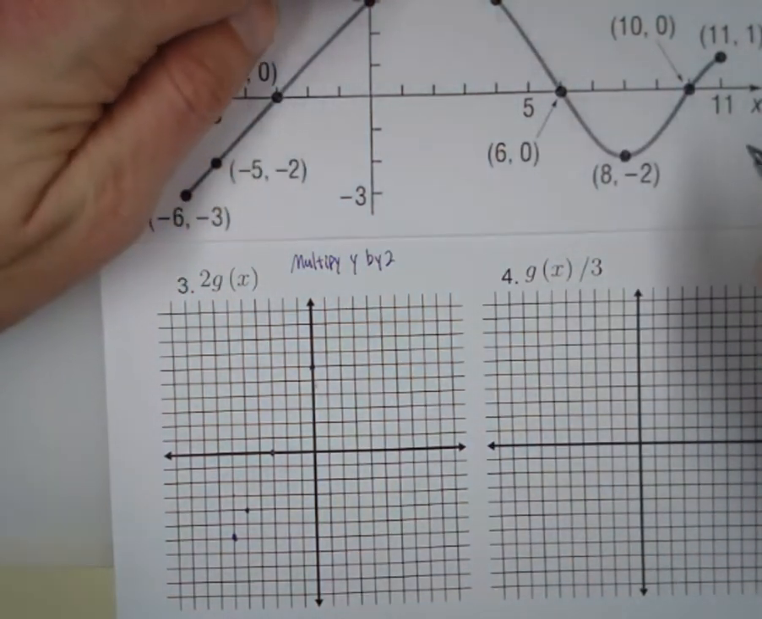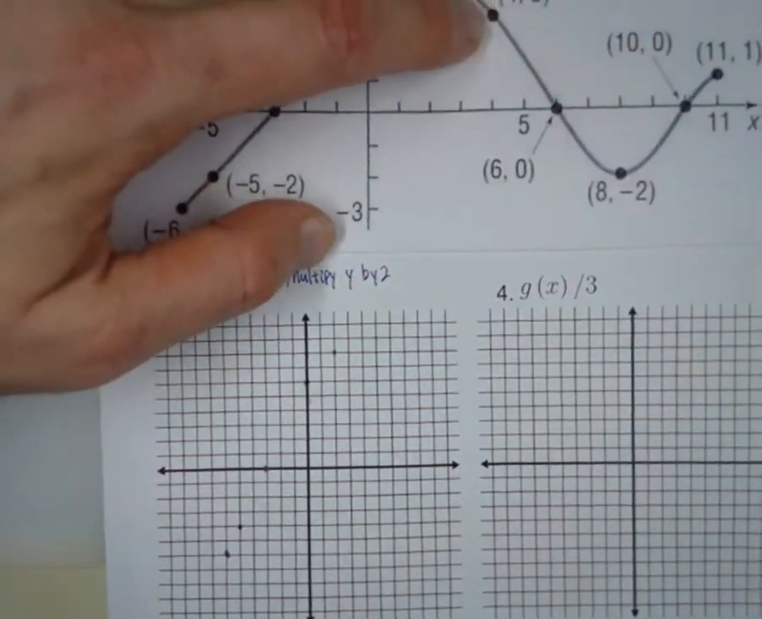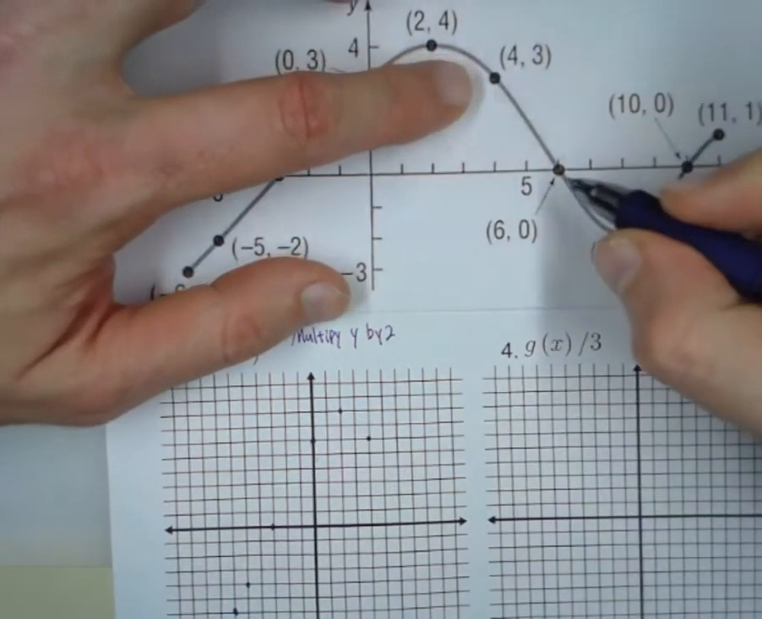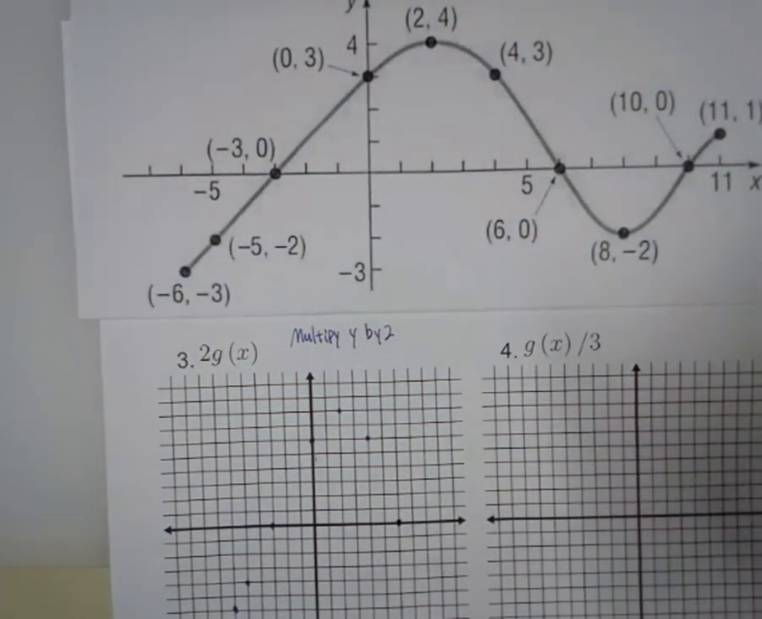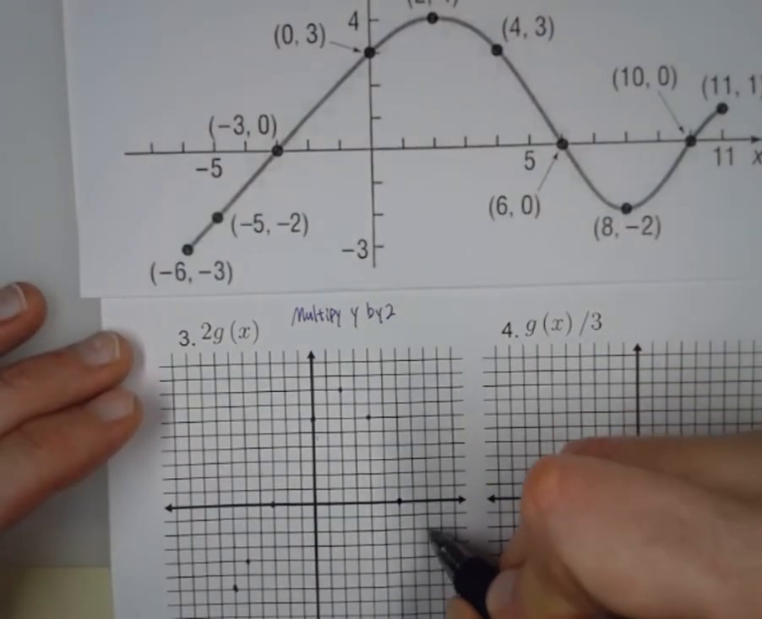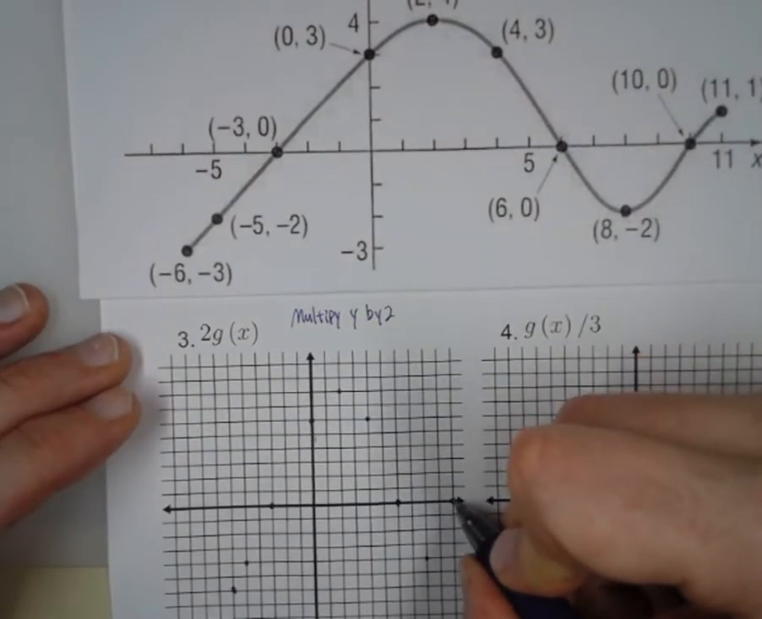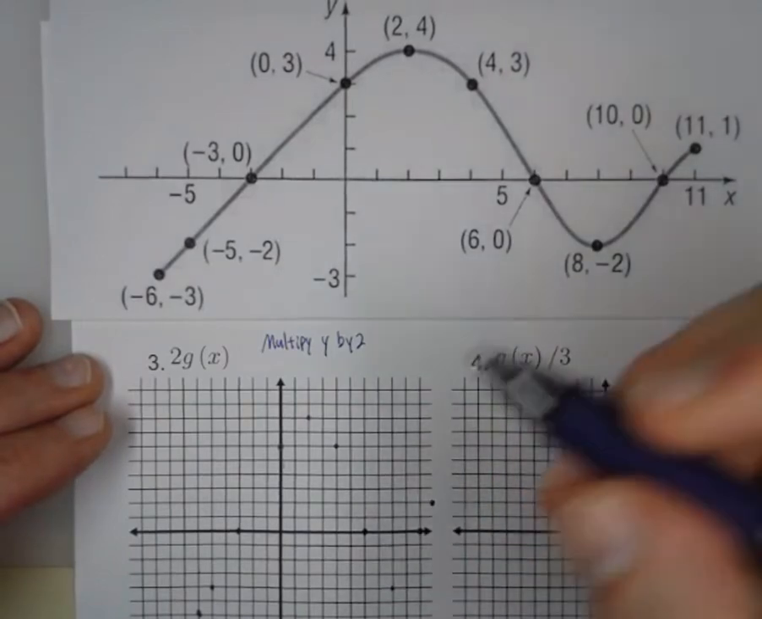Over here I have 2, 4, that's going to become 2, 8. 4, 3 is going to be 4, 6. 6, 0, well, y value of 0 is still 0. 8, -2, that's going to double to -4. 10, 0 is still 10, 0. And 11, 1 is going to become 11, 2.